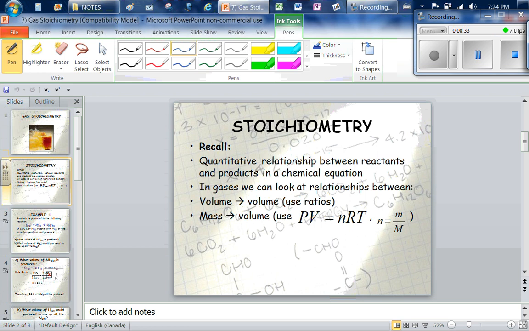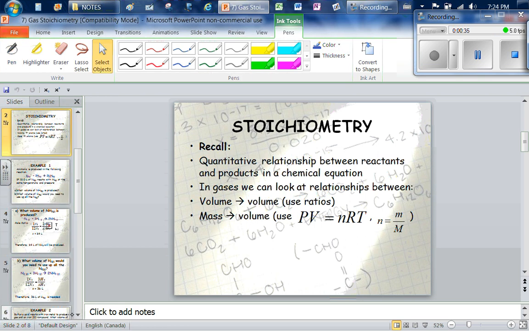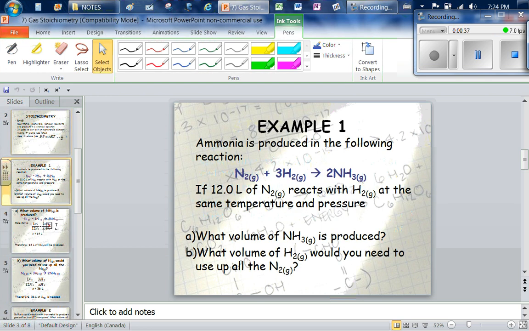The easiest way to go about gas stoichiometry, of course, is by looking at examples. So I will walk you through a couple of examples and then see if you can try some on your own. So here we go.